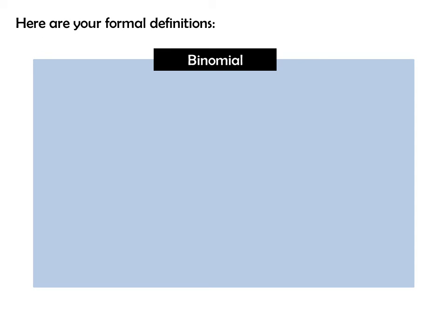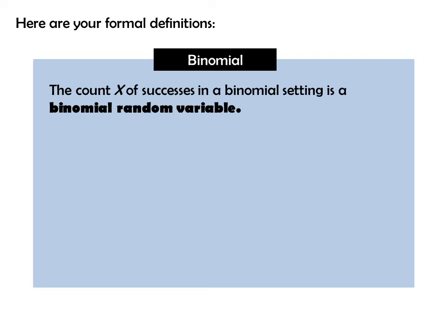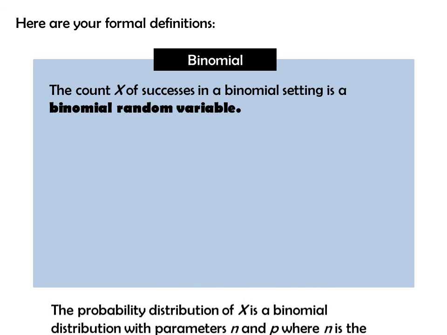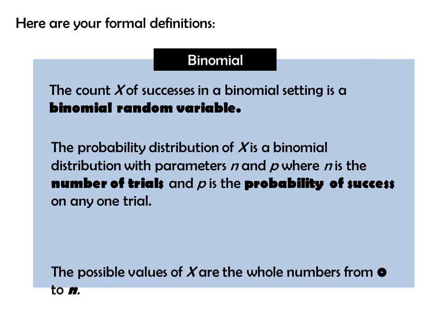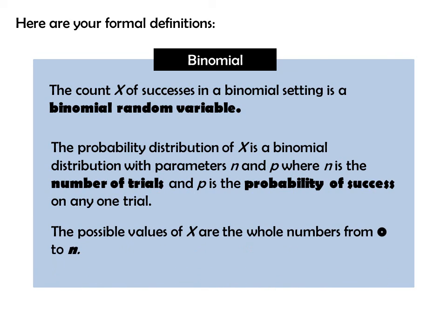So our formal definitions look like this. A binomial distribution: the count of successes X in a binomial setting is a binomial random variable. The probability distribution of X is a binomial distribution with parameters n and p, where n is the number of trials and p is the probability of success on any one trial. The possible values of X are whole numbers from 0 to n.